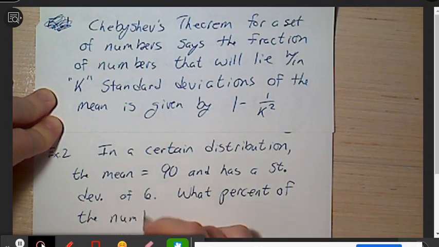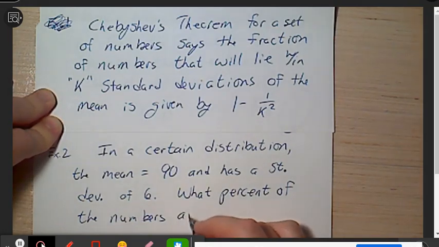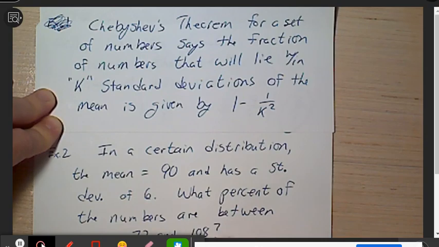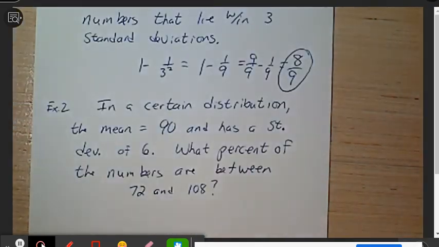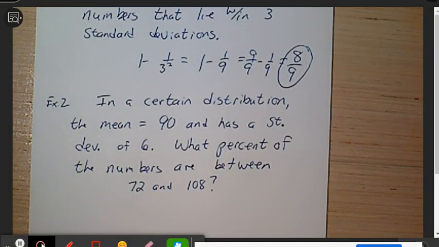And the question is going to kind of change gears a little bit. What percent of the numbers are between 72 and 108? Okay, I'll get rid of that because I don't necessarily need that anymore.